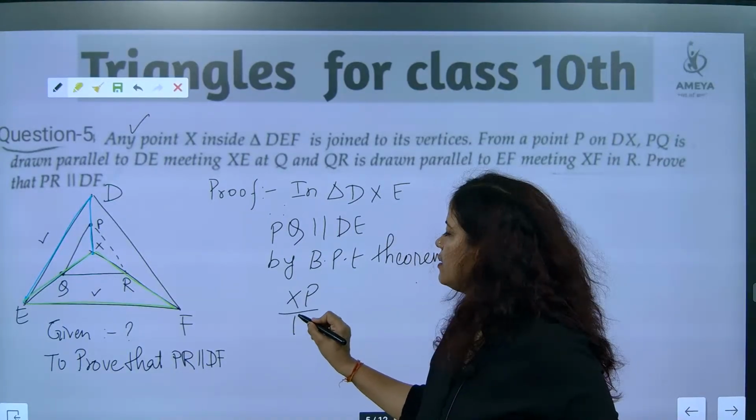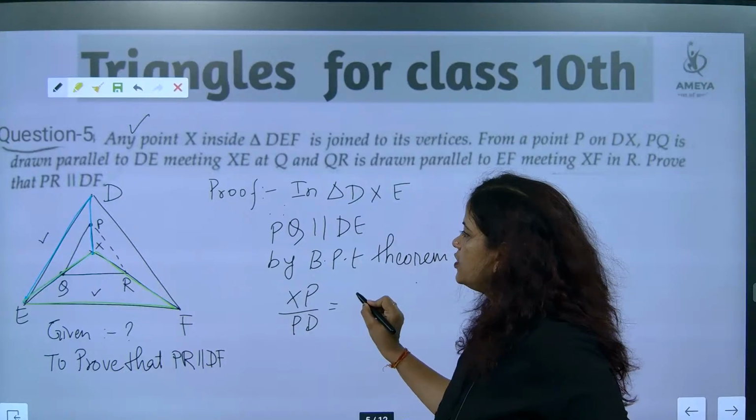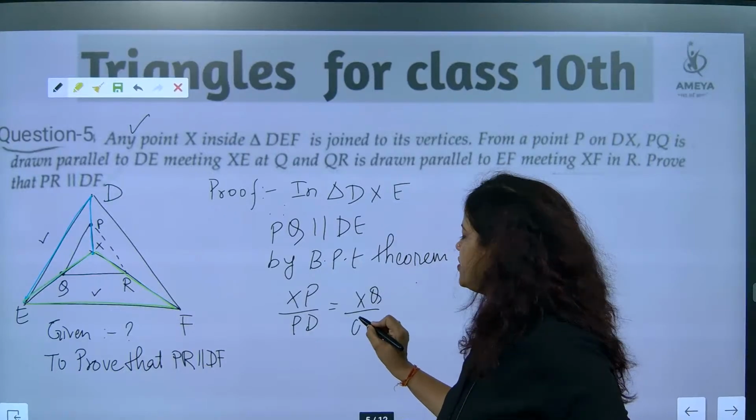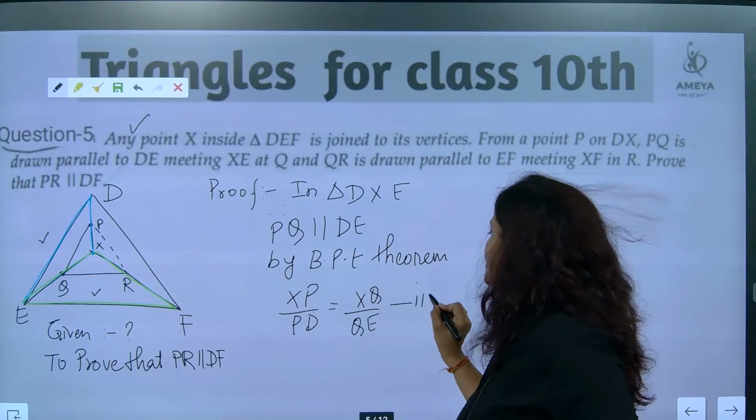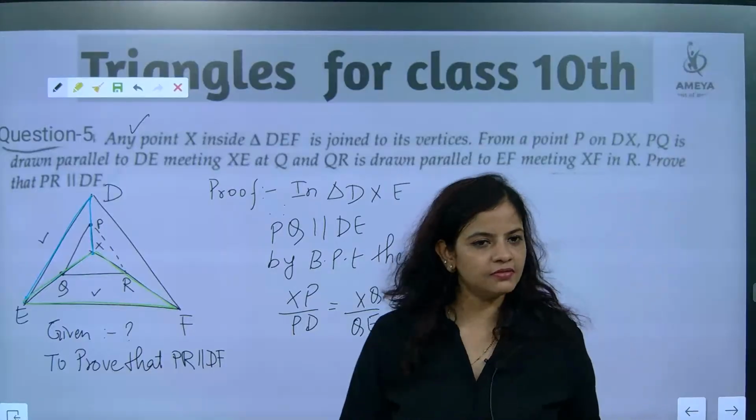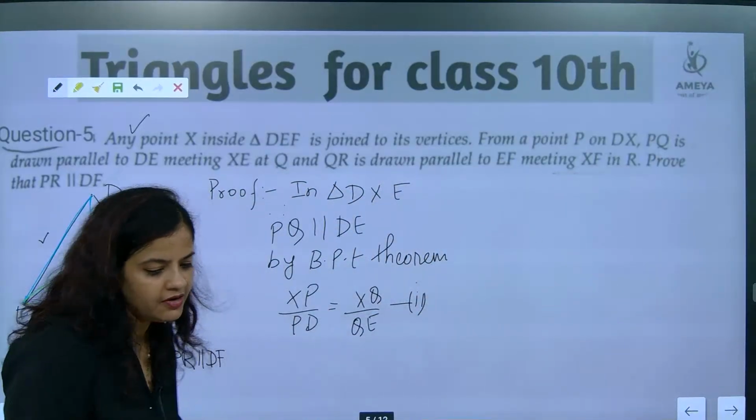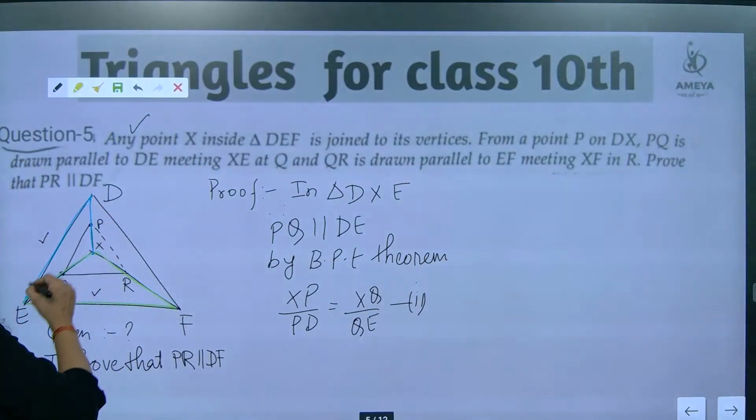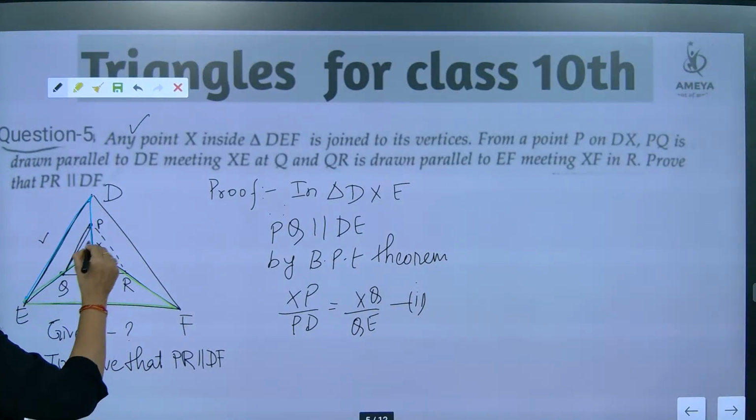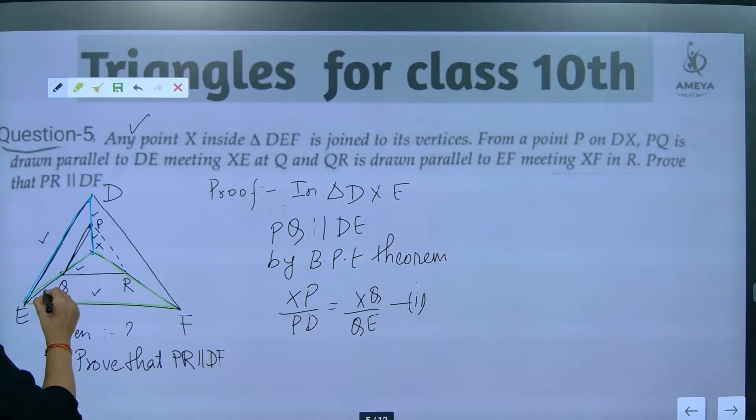XP by PD is equal to XQ by QE. Take this as equation 1, one triangle over. Now look here, I am explaining one more time. Done? Very good, Vinay. Now look here, beta. First we have taken this triangle and we told this one is parallel to this one. That means this by this equal to this by this.